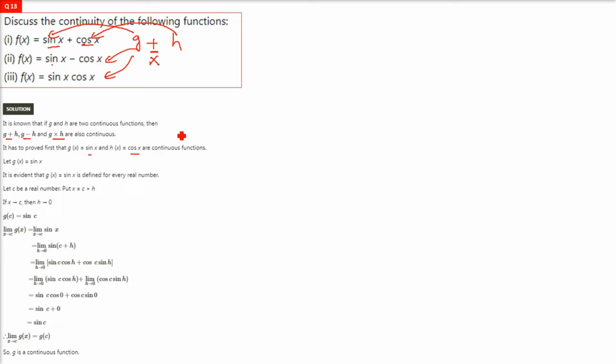So how do we know that cos x and sin x are continuous? Because if sin x and cos x are continuous, then the operations should be continuous. Okay, so the operations on two functions are continuous, but are these functions by themselves continuous? That we have to see. So first we have to show that sin x is continuous.